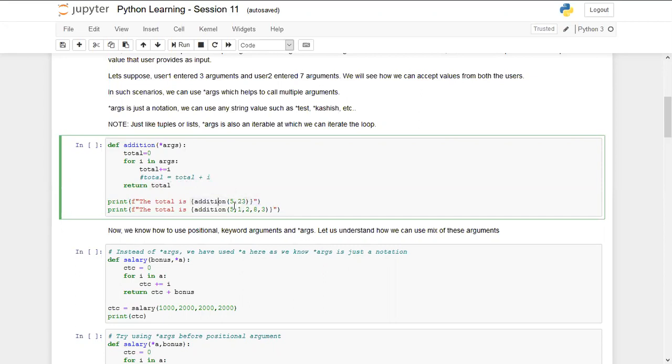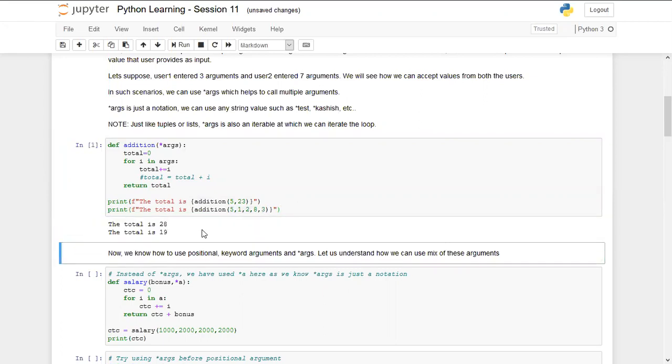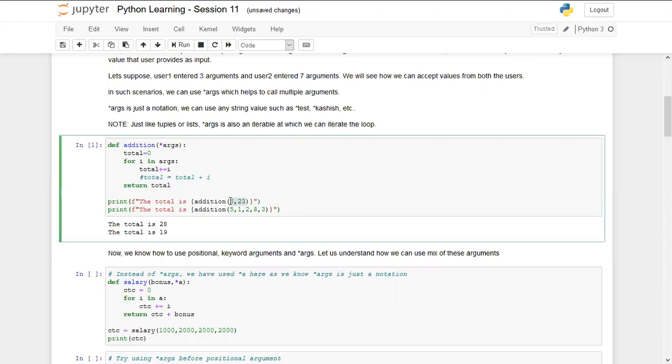Similarly, in the next example we are calling 5 values. This will also not give me an error. It will process all these values one by one and it will give me the total sum as 19. So if you add these, it comes to 19. So let's run this and see the output. You can see it is processing correctly and it has not given us any error and is processing all the values which are positional values. And yeah, it is giving me correct results for both of the function calls.